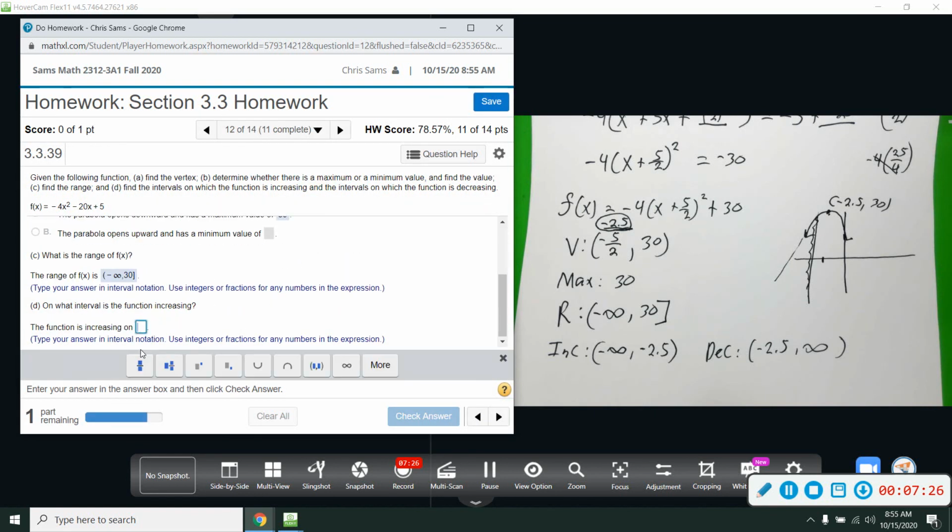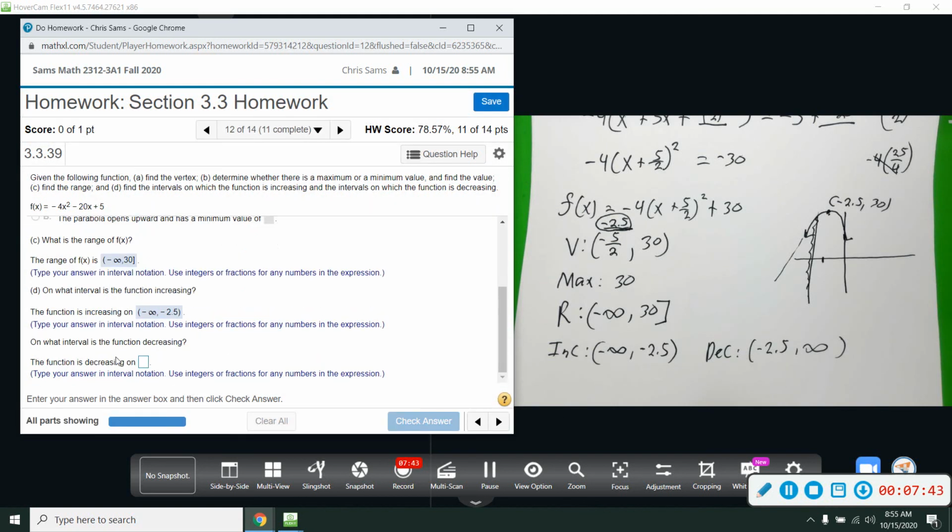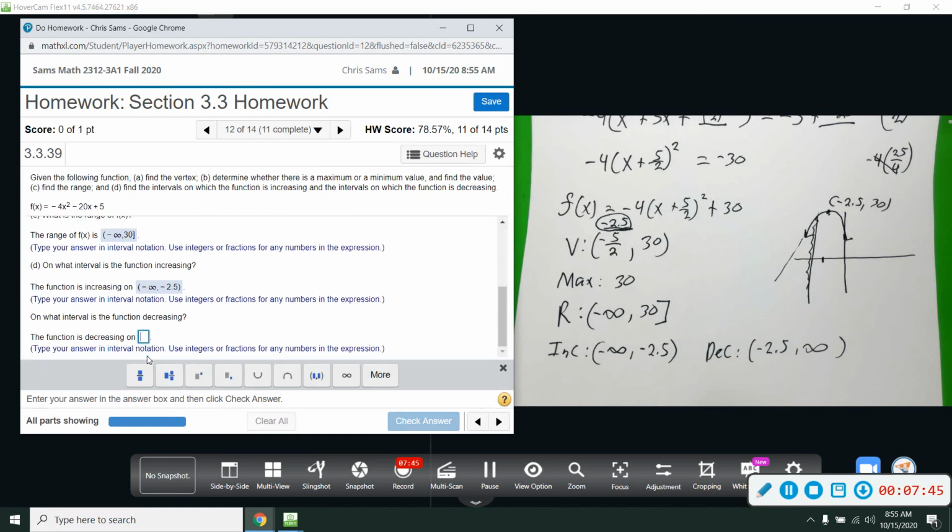And then the function is increasing from negative infinity up to negative 2.5 in the x direction. And then the function is decreasing on the interval negative 2.5 to positive infinity.